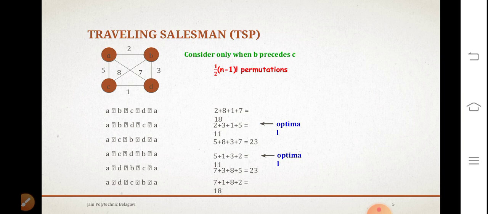Similarly, we have another path that also costs us 11. That is also optimal. We can select either one and travel all the cities exactly once and come back to the original city. This is how the traveling salesman problem can be solved with the help of exhaustive search.